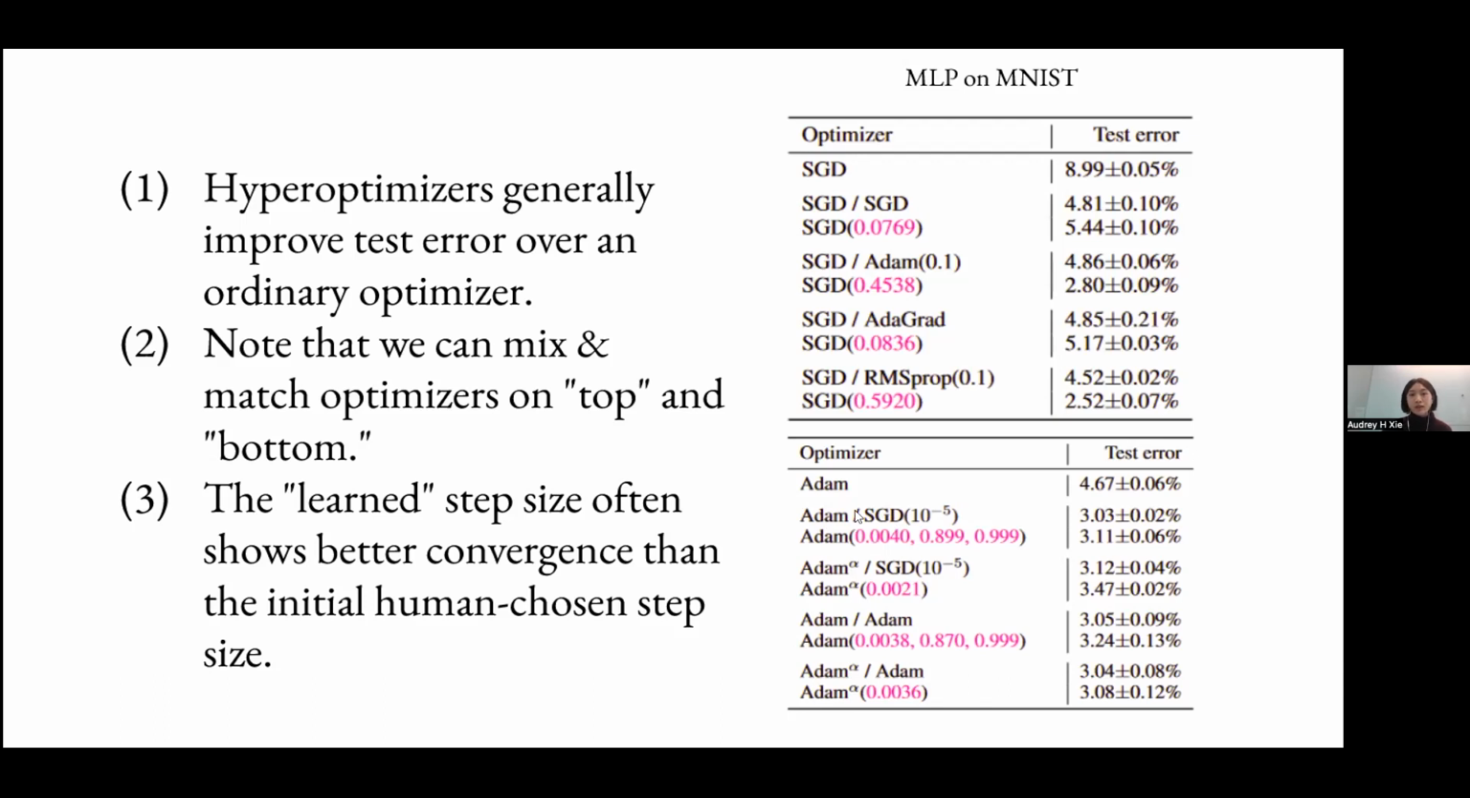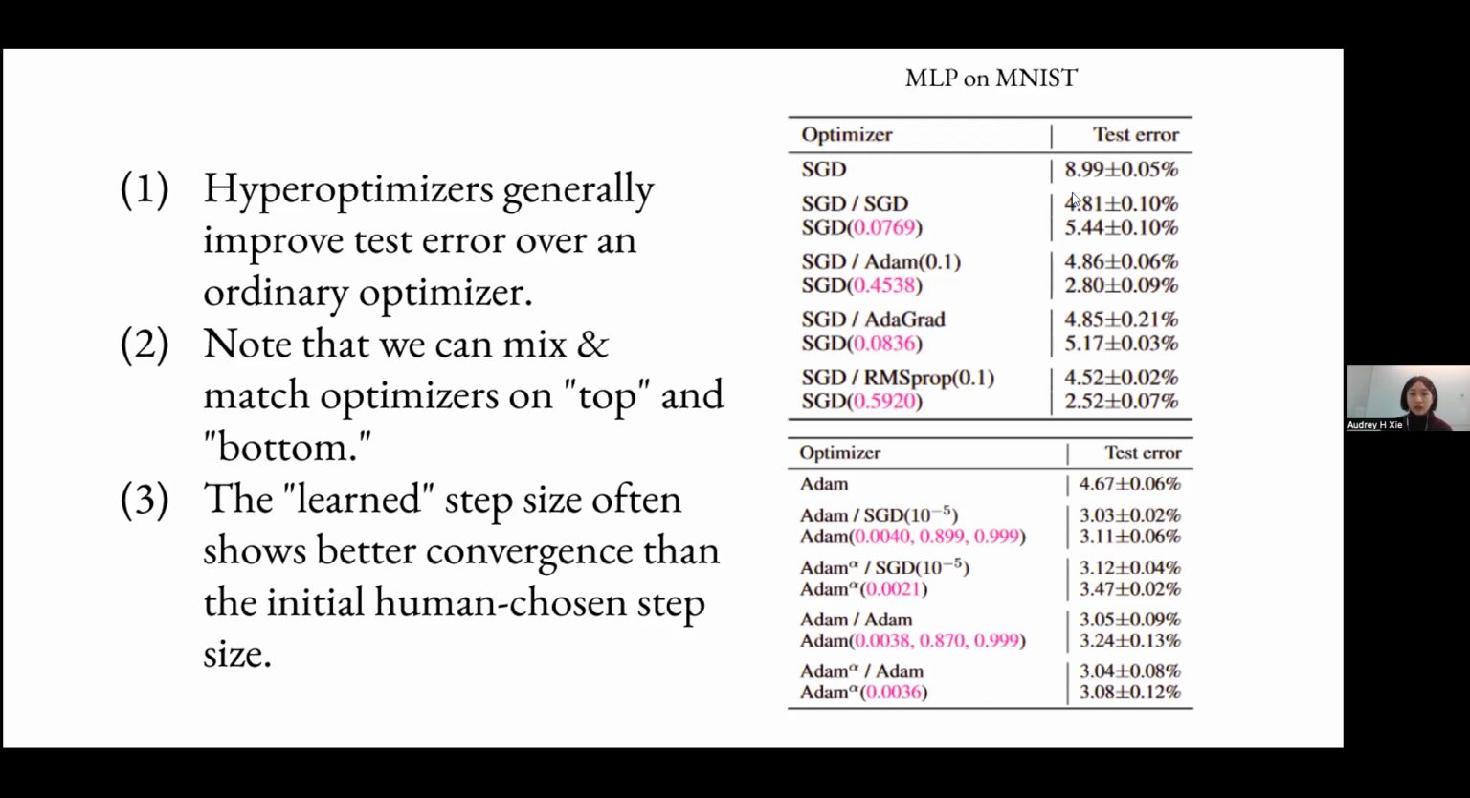Lastly, the learned step size often shows a better convergence than the initial human chosen step size. The learned hyperparameters are the values that the hyperparameters end up as at the end of the train run with the hyper optimizer that's shown on the previous line. In this table, these learned hyperparameters are shown in this pinkish red color. We take these learned values, fix them as constant, and then train using them.